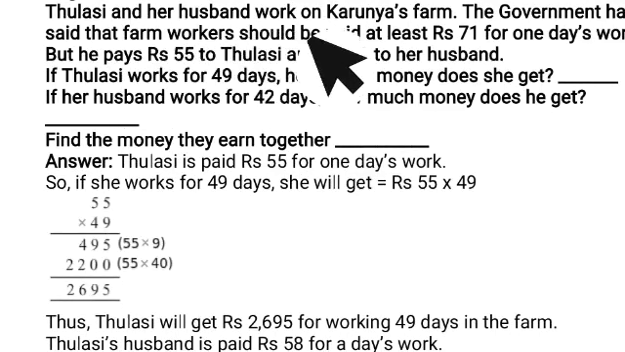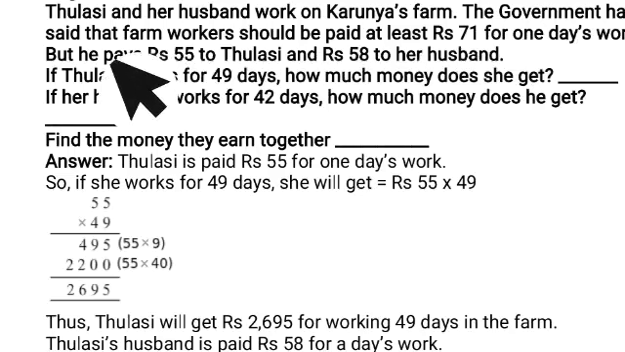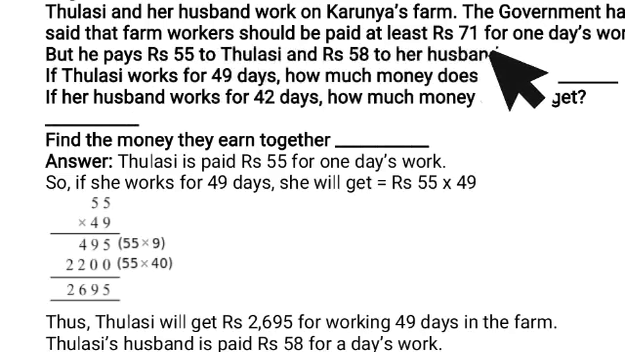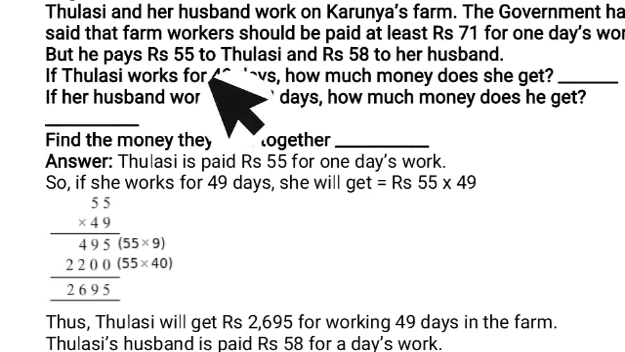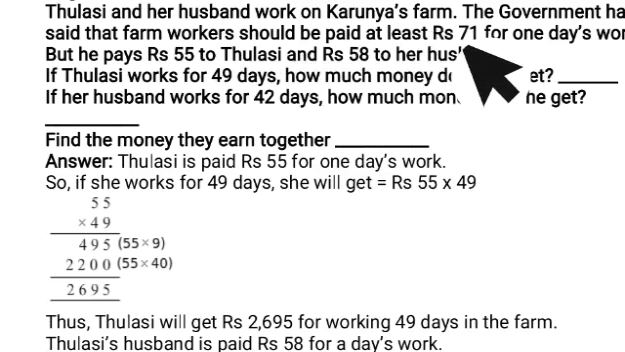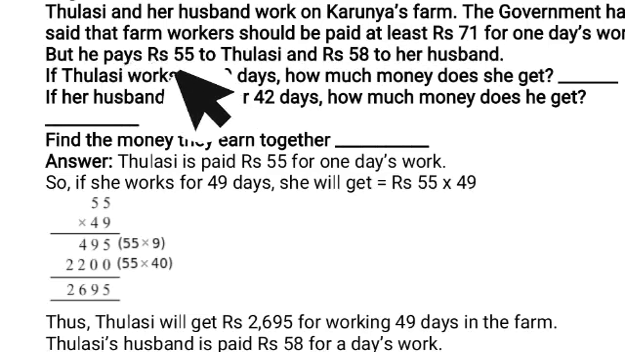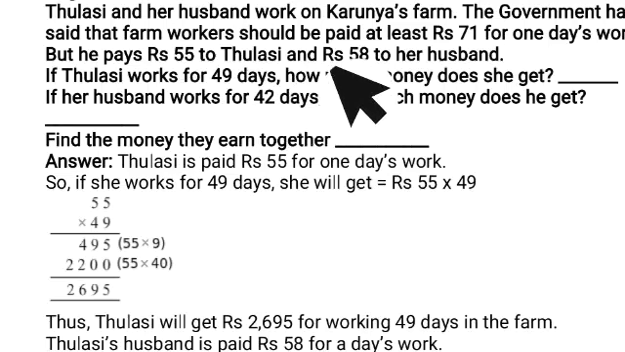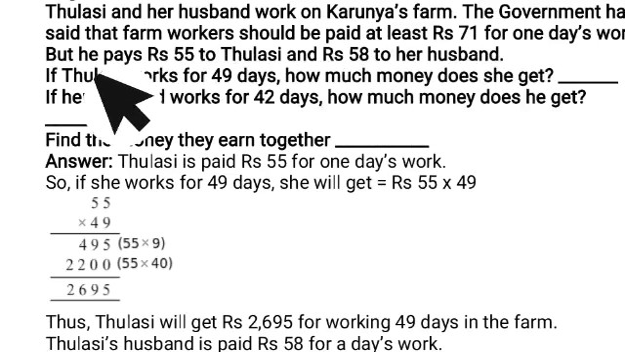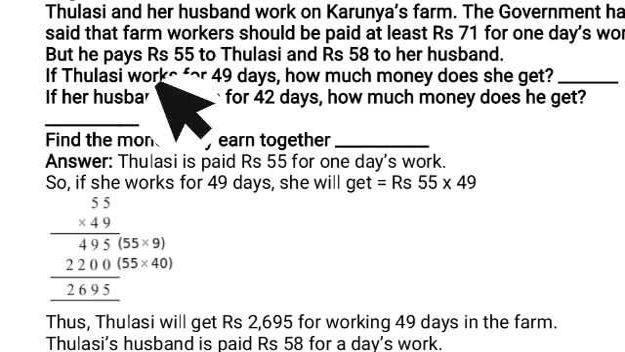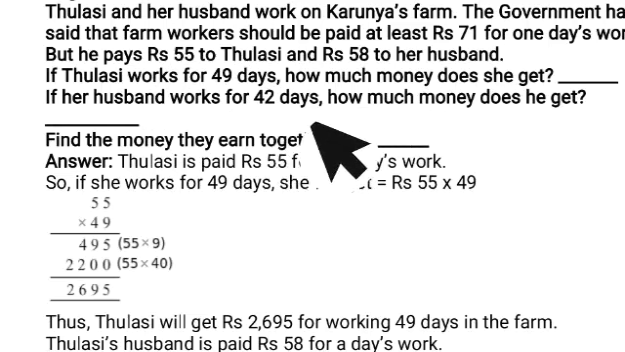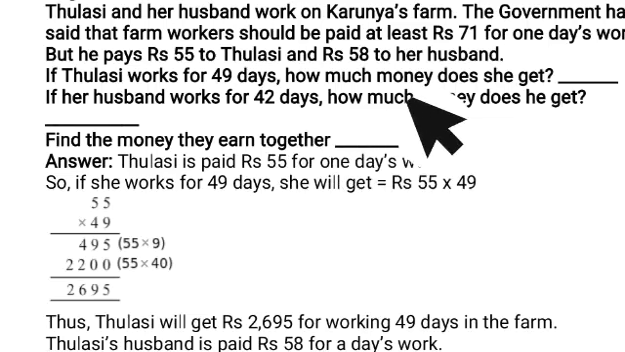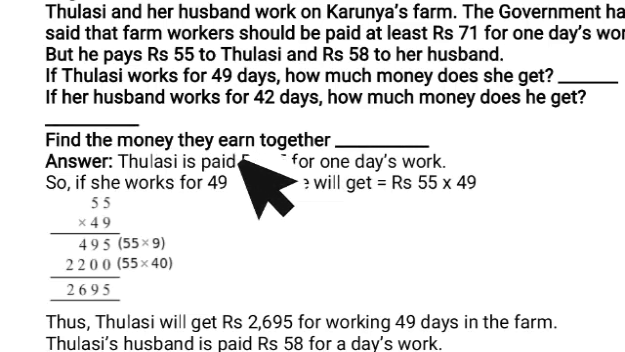Thulasi and her husband work on Karunya's farm. The government said that farm workers should be paid at least rupees 71 for 1 day's work. मतलब कि कितने पैसे देने चाहिए? गवर्नमेंट ने कहा है कि 71 देने चाहिए, लेकिन वो कितने देता है? रुपीज़ 55 ओनली एंड रुपीज़ 58 टू हर हस्बैंड. If Thulasi works for 49 days, how much money does she get? If her husband works for 42 days, how much money does he get? Find the money they earn together.